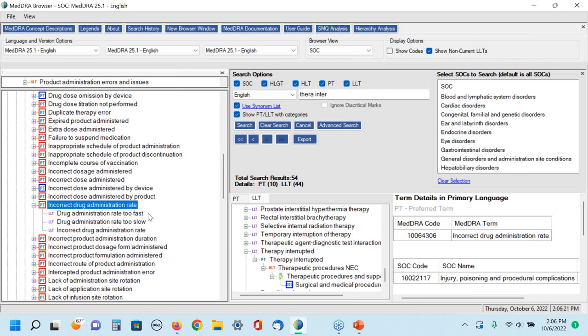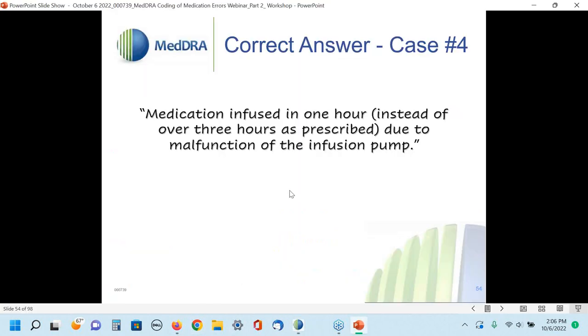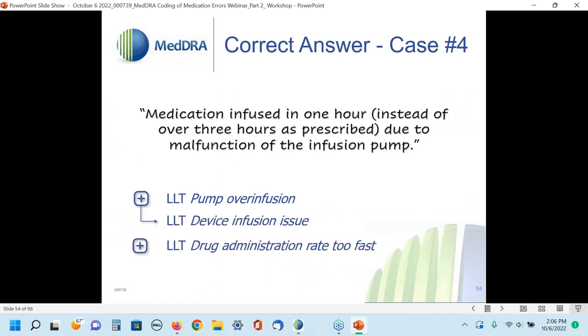Now, whether in fact the patient got more dose than they were supposed to, it doesn't tell us that in the narrative. It simply tells us that what should have been given in 3 hours was given in 1 hour, and so the rate of administration was too fast. Were there consequences for the patient? We don't know. There may very well have been an adverse event, but you do not code things that you haven't been told about. So that was where I landed in looking at this particular one. So as we then move forward, pump over infusion, drug administration rate too fast.